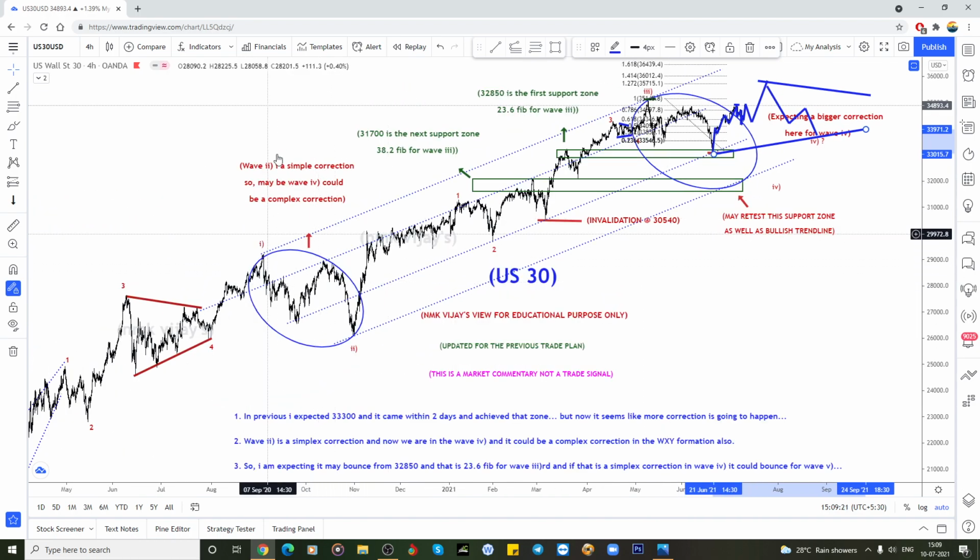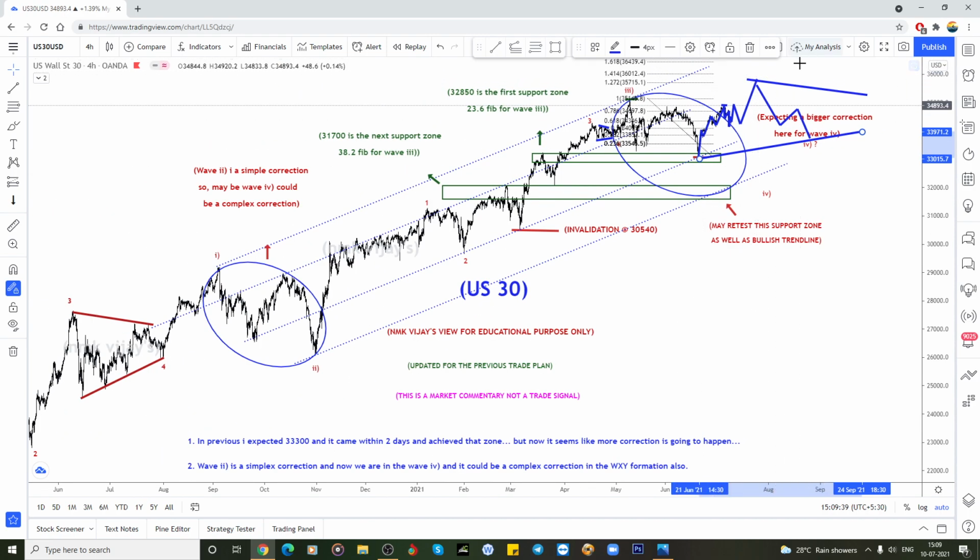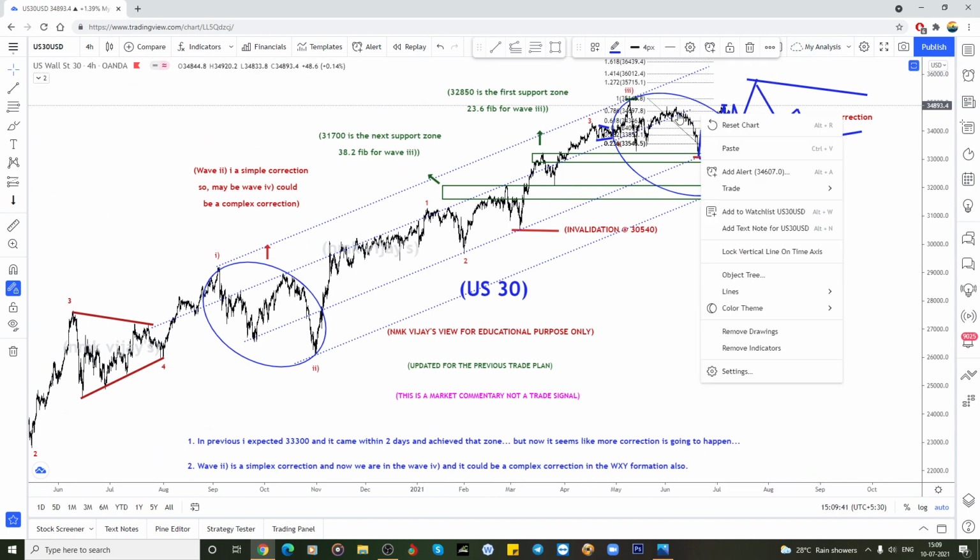And what I said here, wave 2 is a simple correction, so maybe wave 4 could be a complex correction. This is a simple correction. So I'm looking for the complex correction. What does the complex correction mean? It could be a WXY, or it could be a triangle. So whether the fourth wave has ended, or it could continue into 5-wave structures, it is possible.